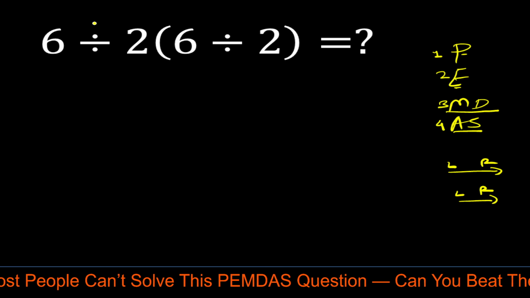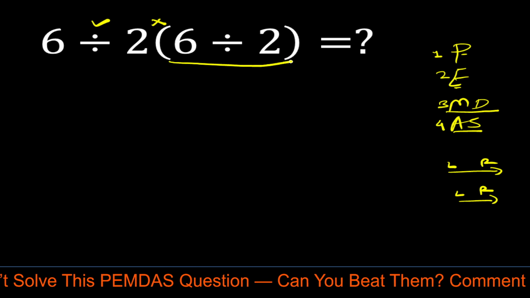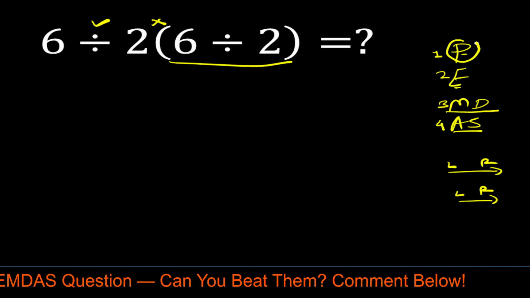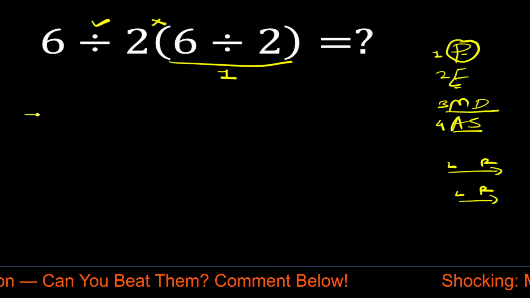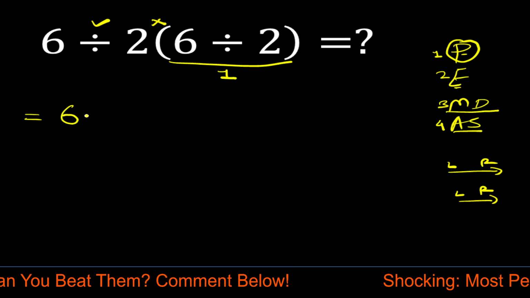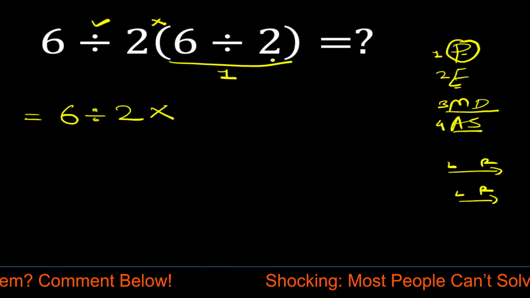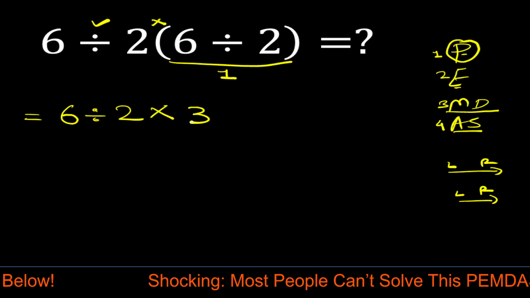So in this question, here we have one division, here multiplication, and here we have one parenthesis, right? So according to the PEMDAS rule, first we have to solve the parenthesis, right? So first we have to solve this parenthesis. So now 6 divided by 2 times, now solve this parenthesis, 6 divided by 2 is equal to 3.